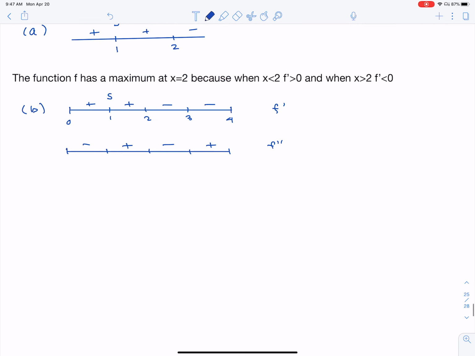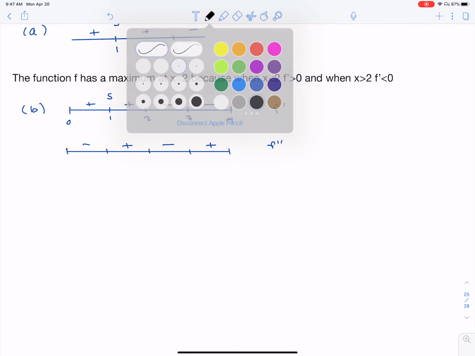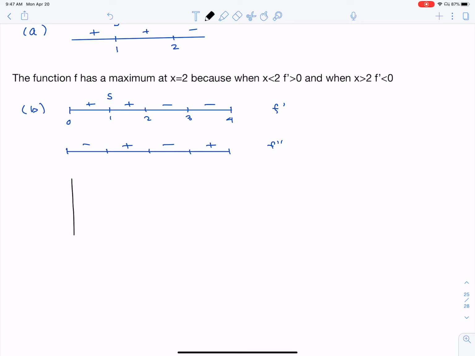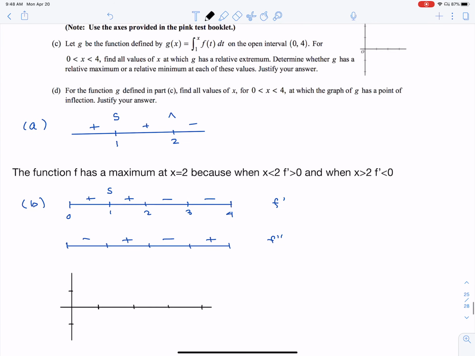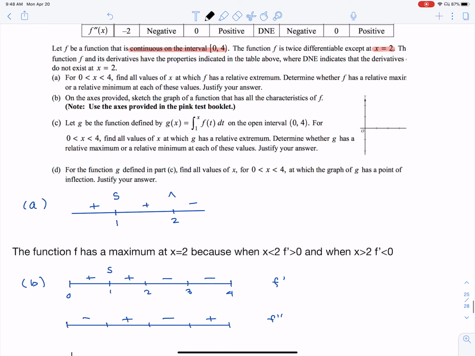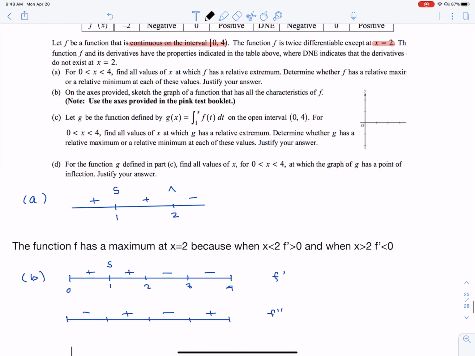Okay, let's see what we got here. Let's go make a graph, shall we? So I'm going to do this. And what did they say? It goes from 0, 1, 2, 3, 4. Okay, let's see what we got. So we were given some points. We were given the point 0, negative 1.